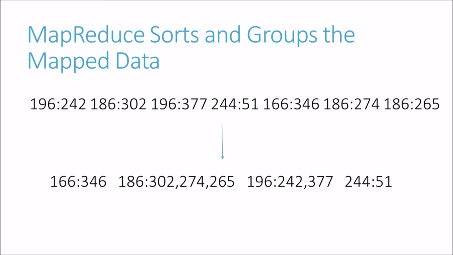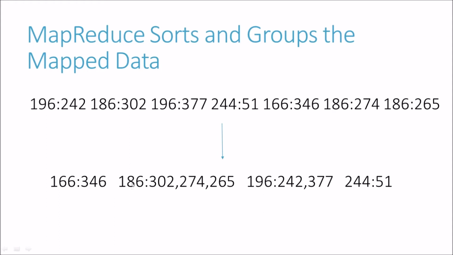So let's look at an example here. In our data, the lowest user ID we have is 166, so that gets sorted to the front. And it turns out user 166 only showed up once in our key value pair list with a movie of 346 that user watched. So in this case, nothing really happens. 166 gets sorted to the front and is still associated only with movie 346.